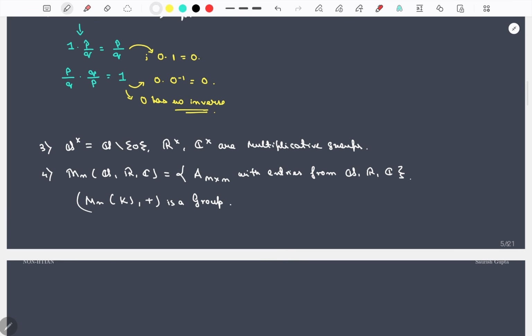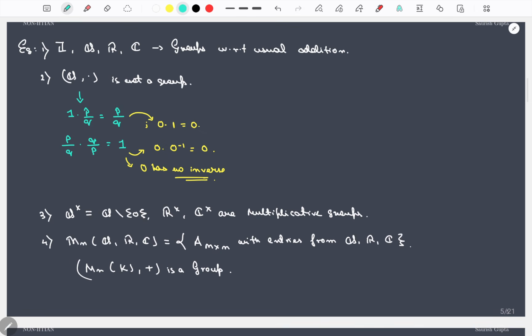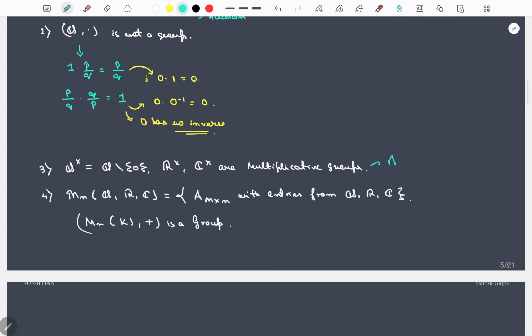In fact, now I should have mentioned it previously, but I forgot. In fact, this is not just a group, it's an abelian group, because we know that addition is commutative in Q, Z, R, or C. This also forms abelian multiplicative groups.